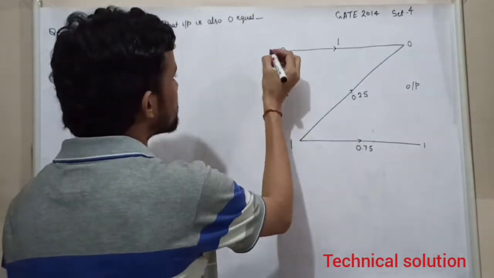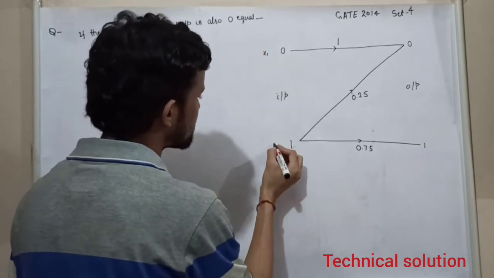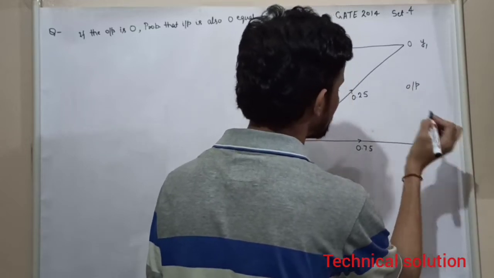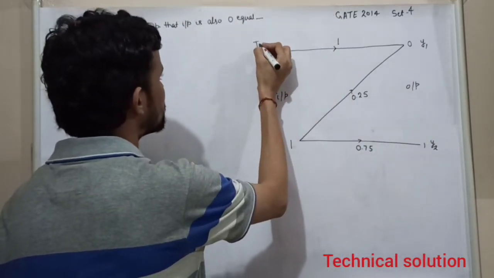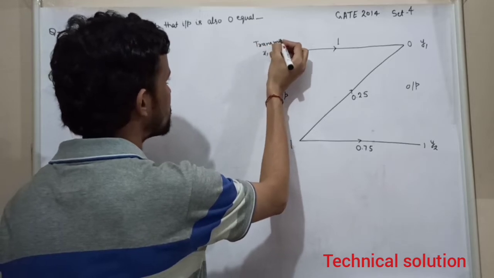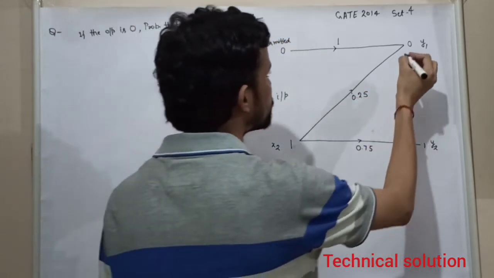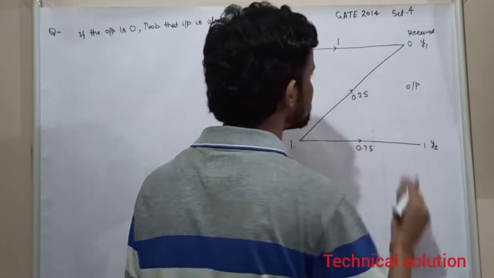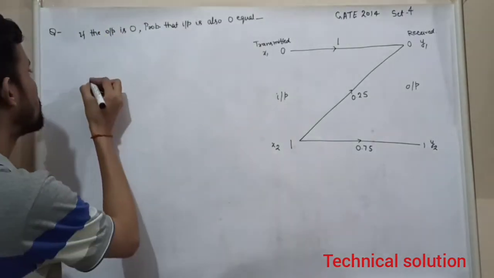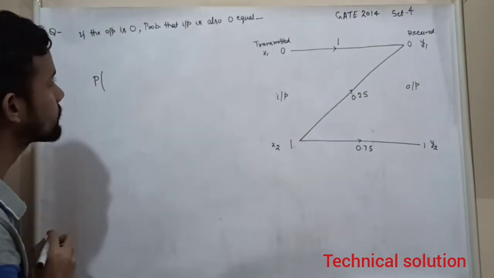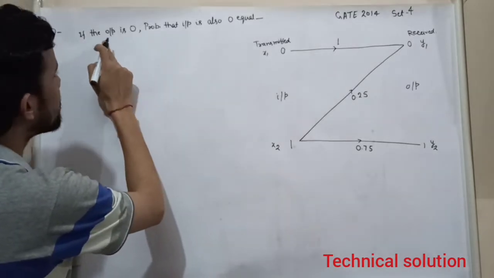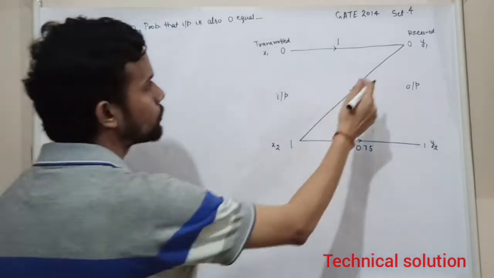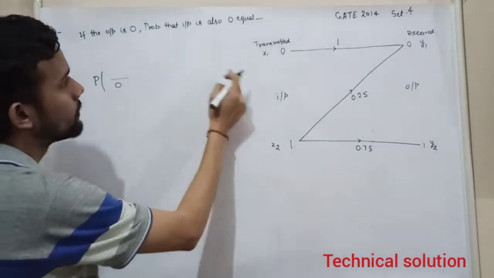In the input, this is x1 and this is x2. In the output, this is y1 and this is y2. Input is the transmitted signal and output is the received signal. Then we are asked to find out the probability that if the output is 0, then the probability that the input is also 0.